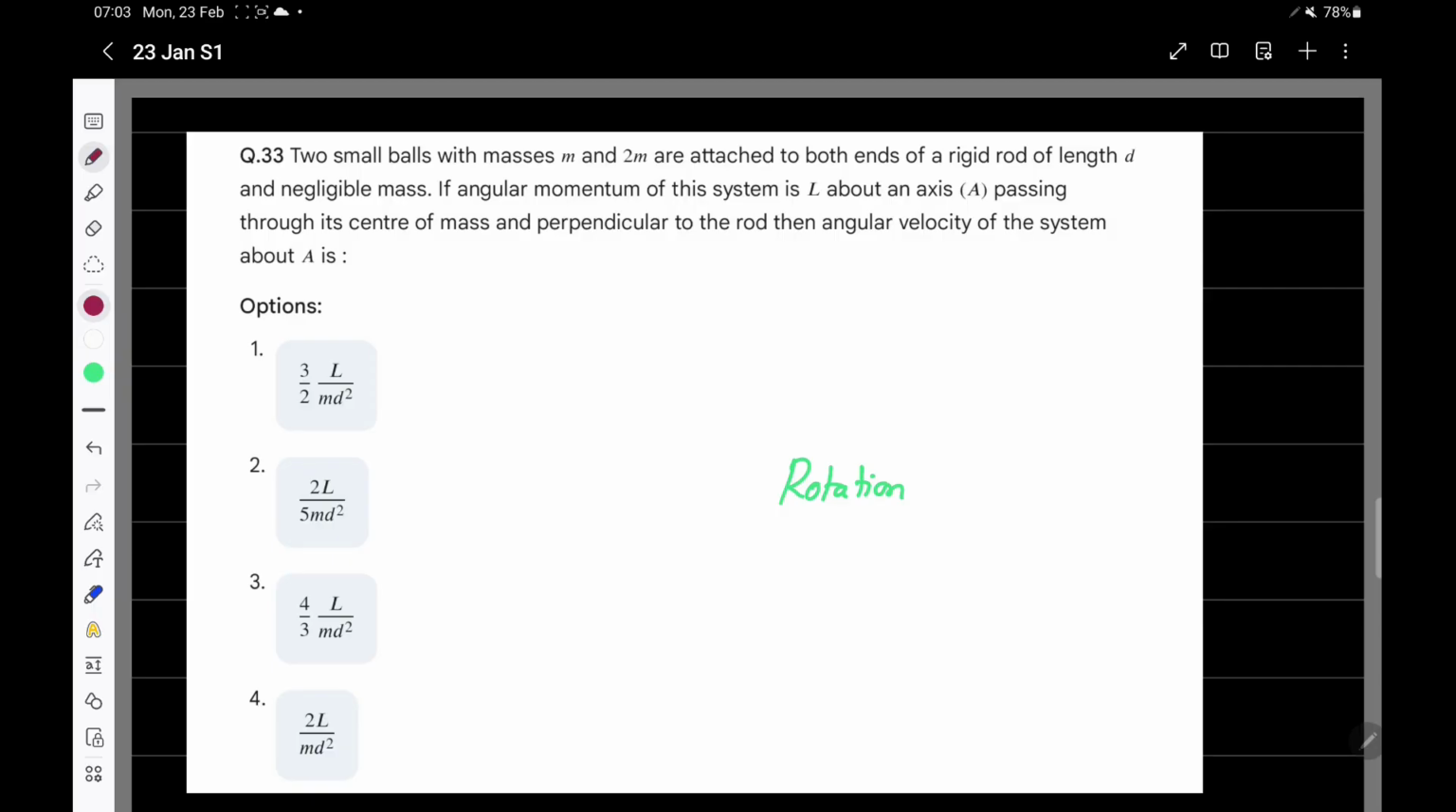It says, two balls with mass m and 2m are attached to both ends of a rigid rod of length d and negligible mass. If the angular momentum of this system is L about an axis passing through the center of mass and perpendicular to the rod, then we need to determine the angular velocity of the system about this axis.